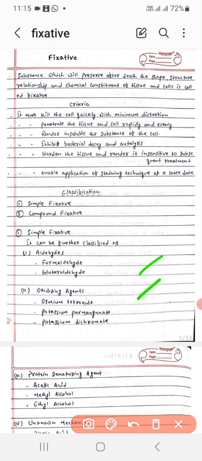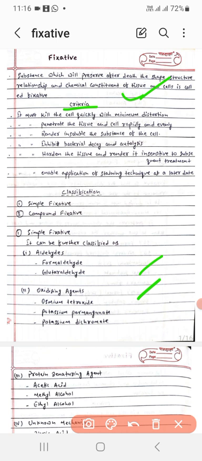Fixative: a substance which will preserve after death the shape, structure, relationship and chemical constituent of tissue and cell is called fixative. Criteria of fixative.